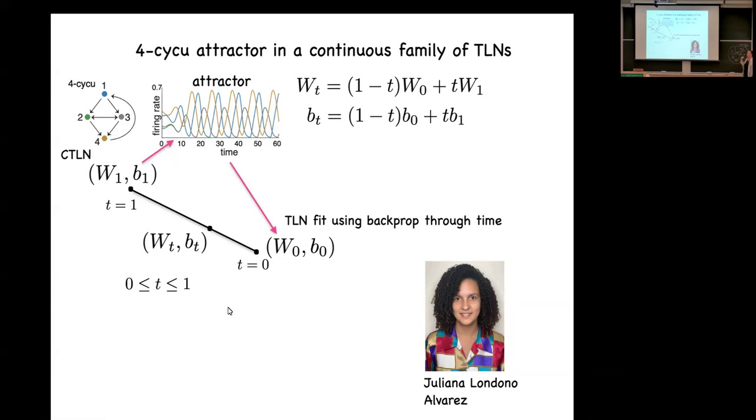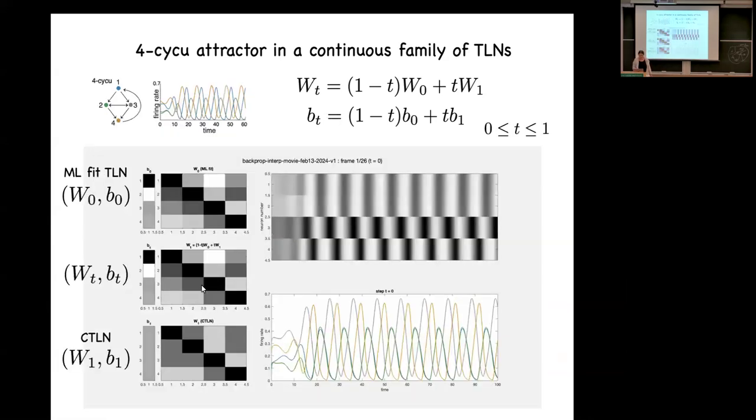Okay, at every point, there's a new system. Okay, so what happened when we did that? So let me just show you an example. So here we're going between 0 and 1. The top is the ML fit with backprop through time. The bottom is the original CTLN matrix, right?